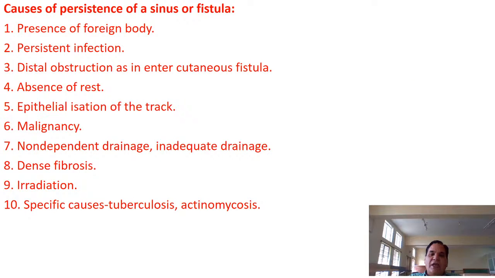So why is the sinus or fistula not healing? That is a major problem for the management part. The patient keeps on coming for years together, but the sinus or fistula is not healing. Maybe after 5 months, 6 months, again it will come out.